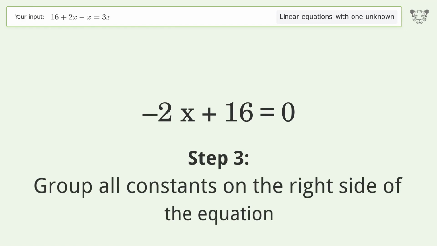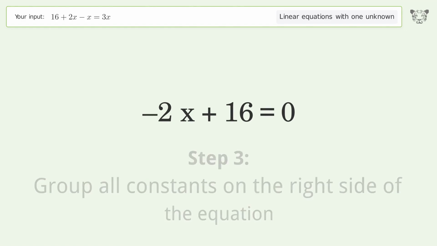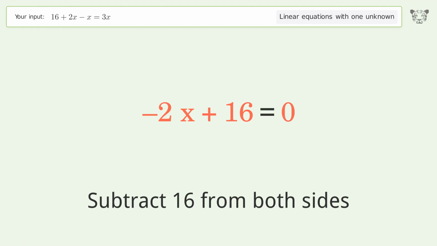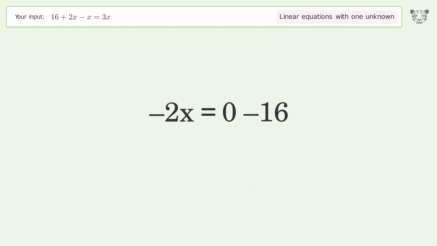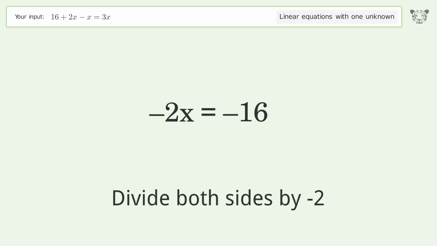Group all constants on the right side of the equation. Subtract 16 from both sides. Simplify the arithmetic. Isolate the x. Divide both sides by -2.